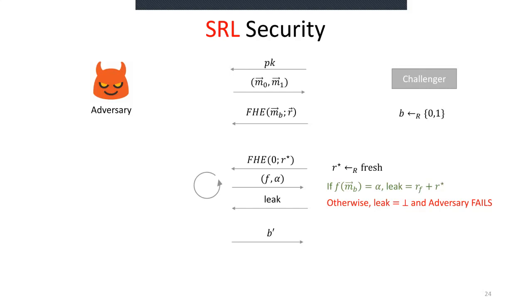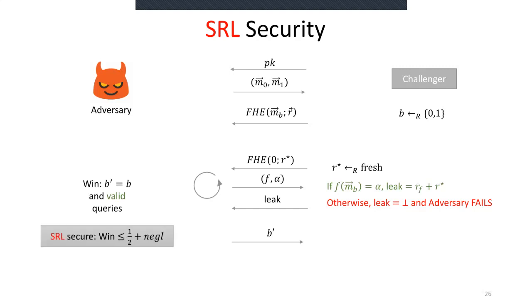Right. So in the case it doesn't stop, the adversary can do that many times, and at the end it sends a bit b prime, and we say the adversary wins if it guesses the bit b correctly, and if it only made valid queries, that is, the adversary didn't fail. We say a scheme is SRL secure if the probability that an efficient adversary wins is less than 1/2 plus negligible.